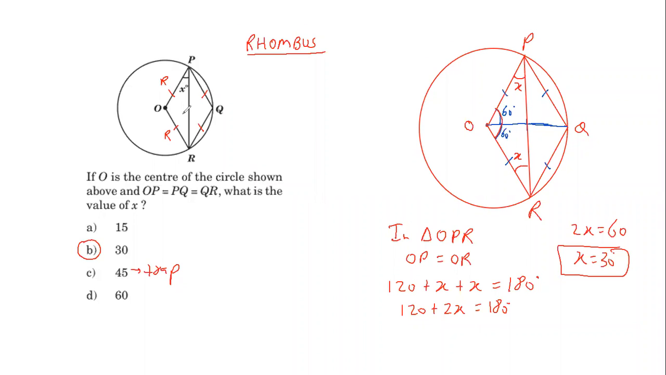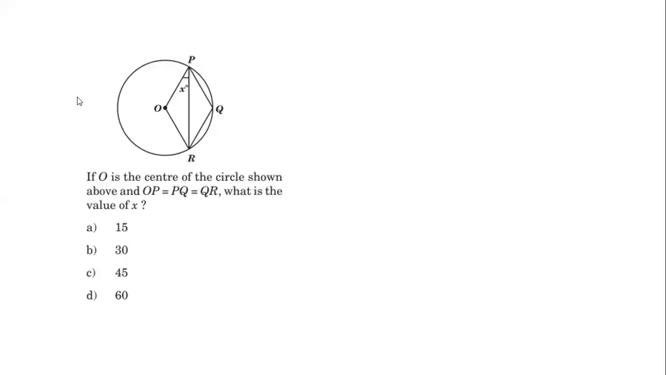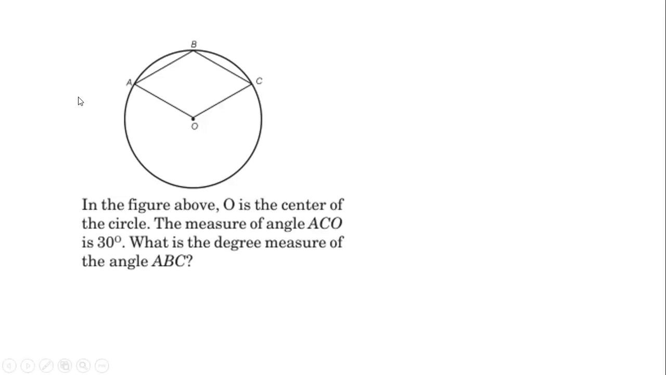So I hope this question is clear. Now moving to the next question. In this question they are saying in the figure above, O is the center of the circle. The measure of angle ACO is 30 degrees. So ACO is not drawn, so I'll do some construction. Say ACO is 30 degrees. So this angle is given to be 30 degrees and they are asking me what's the degree measure of angle ABC. That's what they are asking.